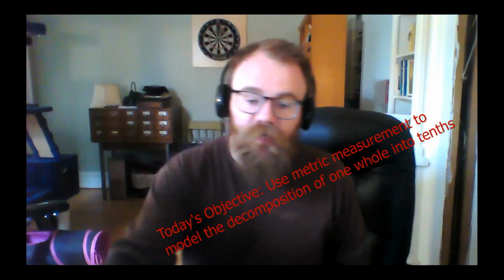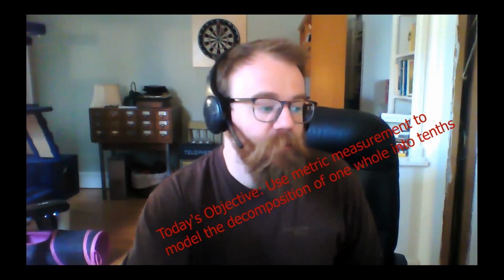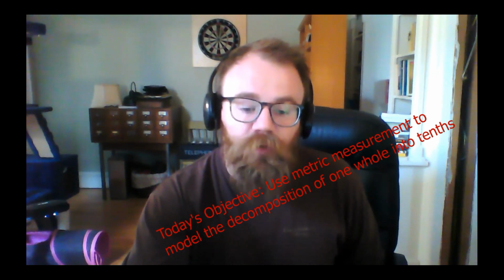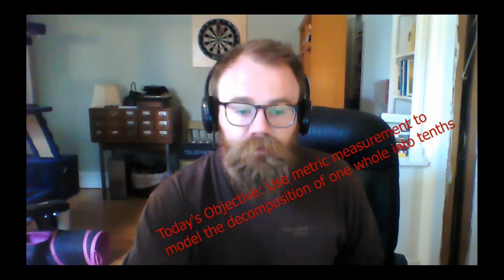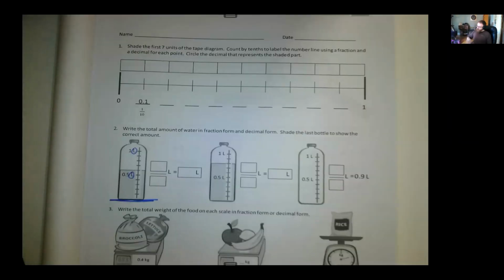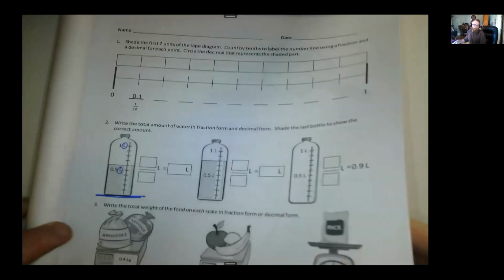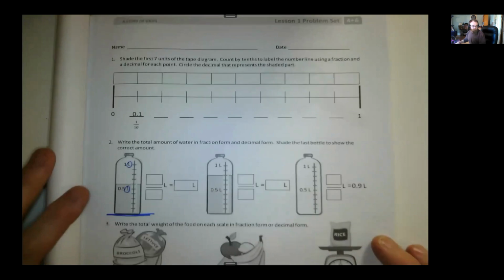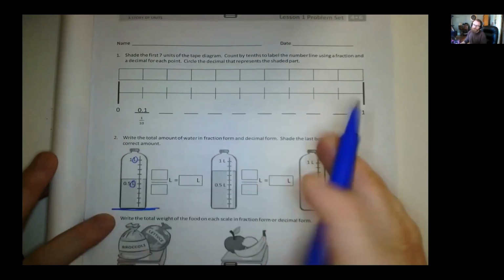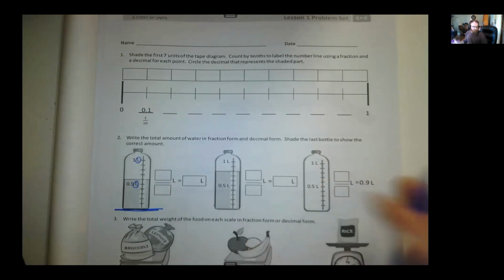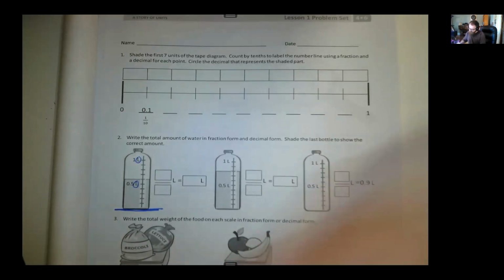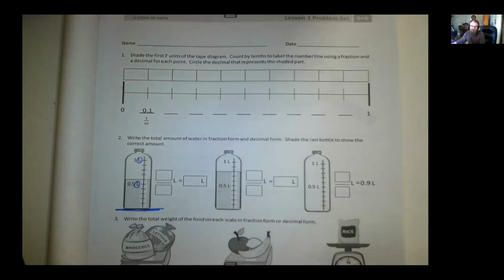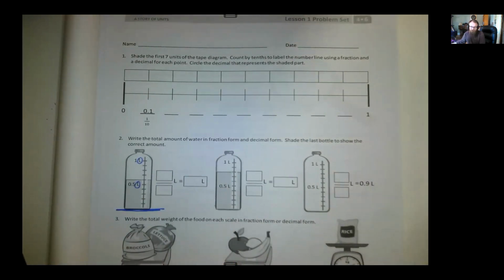Take a look at your problem set. There's a lot of different ways that we can model one whole separated into tenths. You should be on page 3 of your blue Learn books, your modules 6 and 7 Learn book that we'll be using for the rest of the year. We're going to start with number 2 right now. Let's take a look at number 2. How much liquid is in this container? Okay, this container is our whole. We want to represent the amount of liquid in tenths. That's our objective for today, right? And we want to use the metric system to do so.